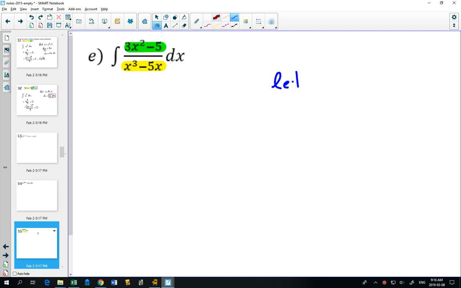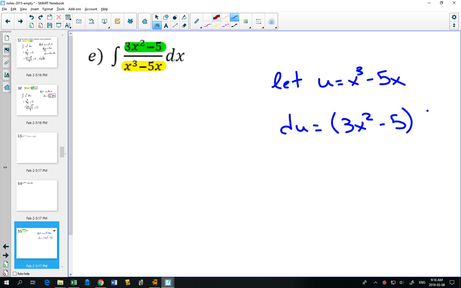So if I let u equal that bottom function, then du would equal 3x squared minus 5 dx. Now substituting, that u is on the bottom of my fraction, the whole top and the dx gets replaced by a du. What would I have left on the top of my fraction then? Just a 1, I guess. And now when it's written this way, you're like, oh yeah, the derivative of natural log of x is 1 over x.